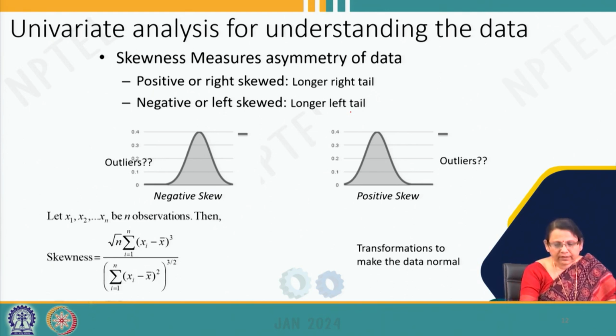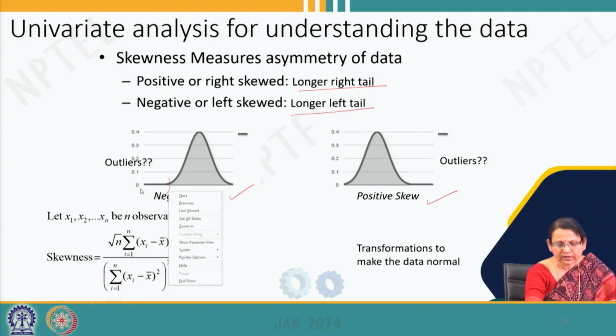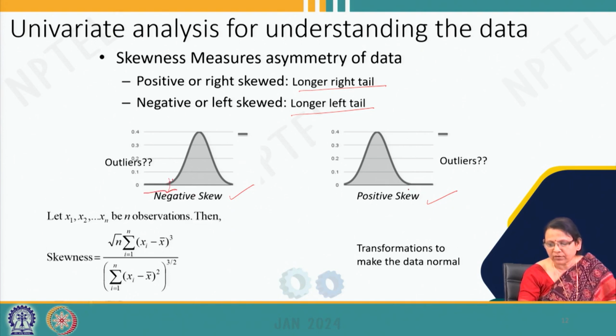Now here, this particular thing is called negatively skewed and this is positively skewed. If it is positive or right skewed, you have a longer right tail, and if it is negative or left skewed, you have a longer left tail. So, you have a longer left tail over here, and a longer right tail over here.